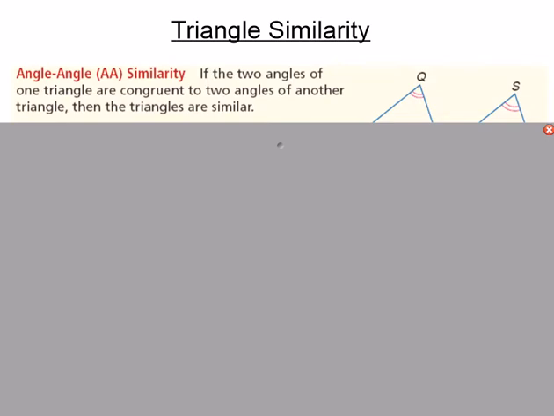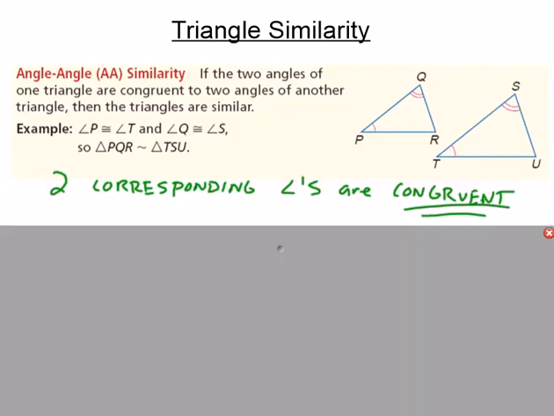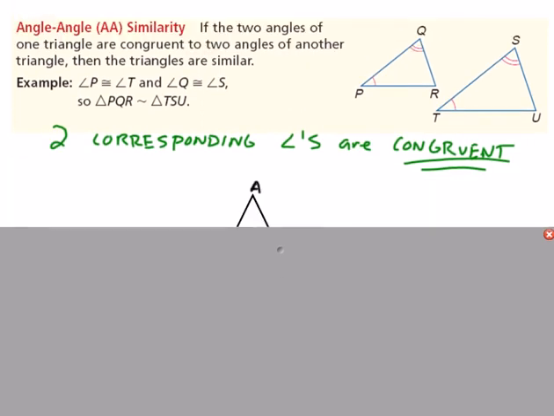And finally, some shortcuts for triangle similarity. Just like with triangle congruence, we had the shortcuts: side, side, side, side, angle, side, angle, angle, side, and angle, side, angle. We have shortcuts for triangle similarity. The first one is angle, angle. There's no need to call this angle, angle, angle, because we already know that when two angles are congruent, the third angle has to be the same. That's called the third angle theorem. So we just call it angle, angle. If two angles in one triangle are congruent to their corresponding angles in another triangle, that means that the triangles themselves are not congruent, they're similar.